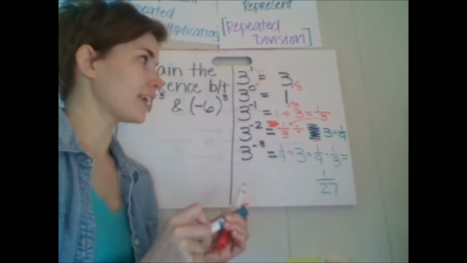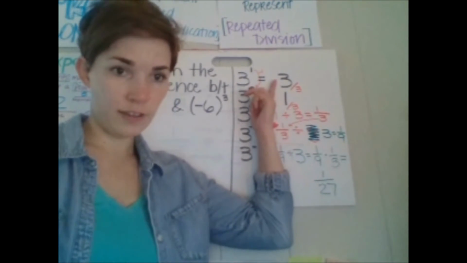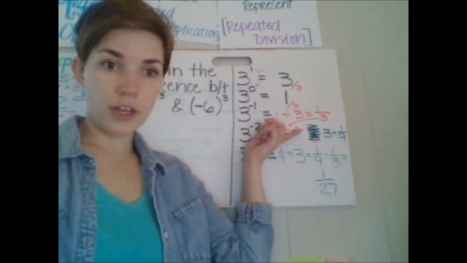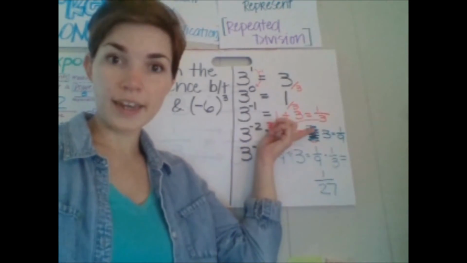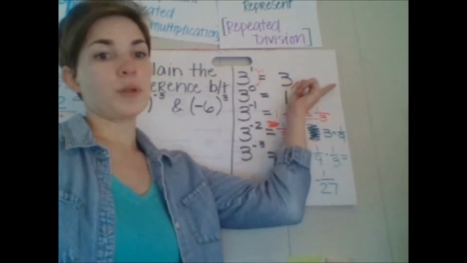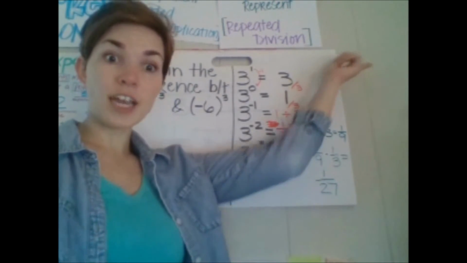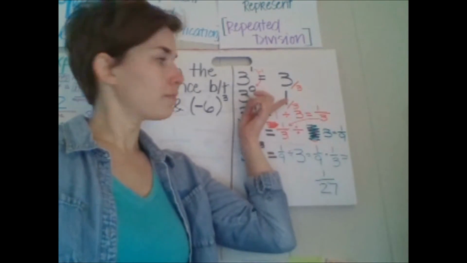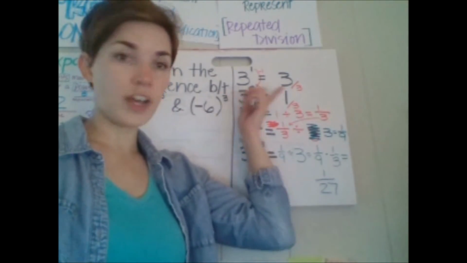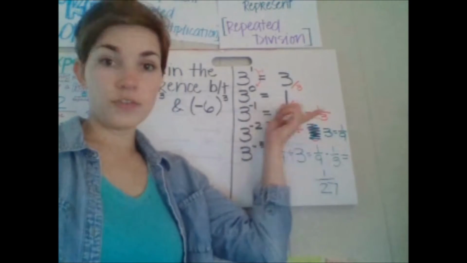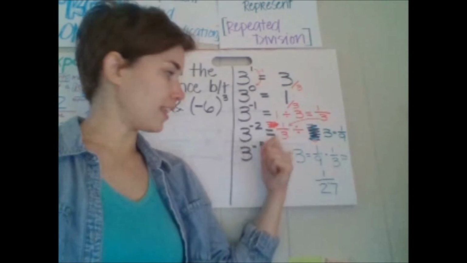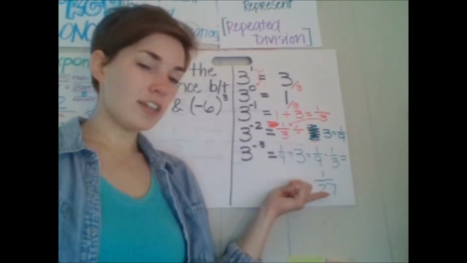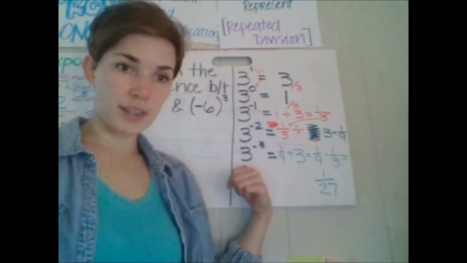You should be noticing that when we were increasing our exponents, we went from 1 to 3. 3 times 3 was 9, times 3 was 27, times 3 was 81, right? Now we're going the other direction. Start again at 1. 1 divided by 3 is 1/3. 1/3 divided by 3 is 1/9, and that's 3 to the negative 2.